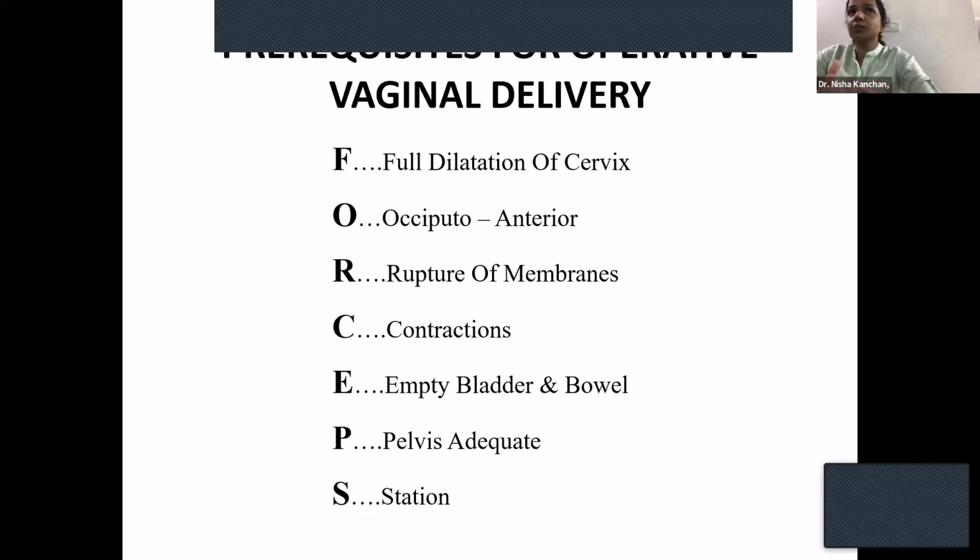And where should you feel this posterior fontanelle? Should it be near the pubic symphysis or near the sacral promontory? Yes, it should be near the pubic symphysis. So when you do a PV examination, the most important is you feel the posterior fontanelle, and that should be near the pubic symphysis. That means it is occipito-anterior. So when you do a vaginal examination, you should not feel any cervix, and you should be feeling the posterior fontanelle, and the posterior fontanelle should be closer to the symphysis pubis.